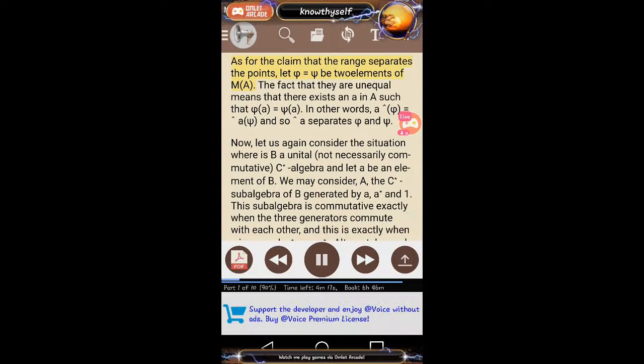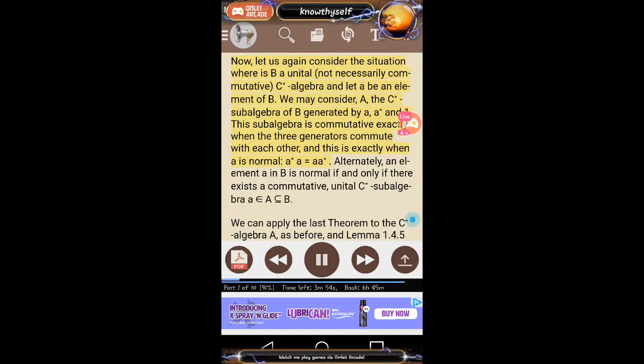As for the claim that the range separates the points, let φ ≠ ψ be two elements of M(A). The fact that they are unequal means that there exists an a such that φ(a) ≠ ψ(a). In other words, â(φ) ≠ â(ψ), and so â separates φ and ψ.